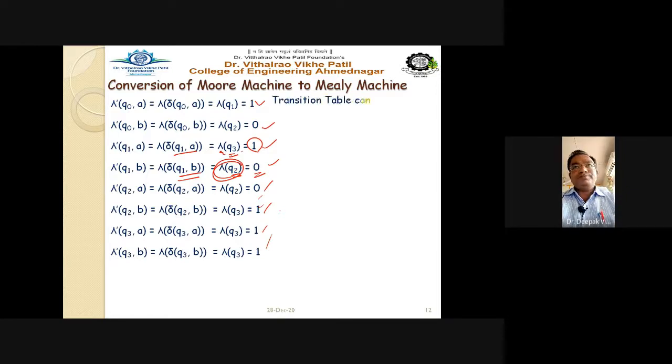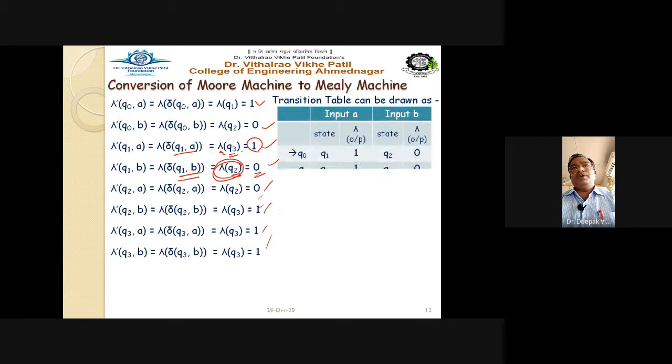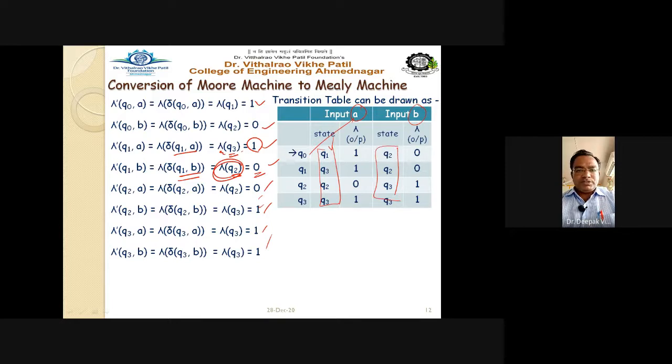So see here, the transition table can be drawn for input A and for input B. Q0 on A goes to Q1. So these states are the same, because state transitions are not different in both machines. Only thing is that we have to find out lambda for A on Q0, and lambda for B on Q0, Q1, Q2. That we have found out.